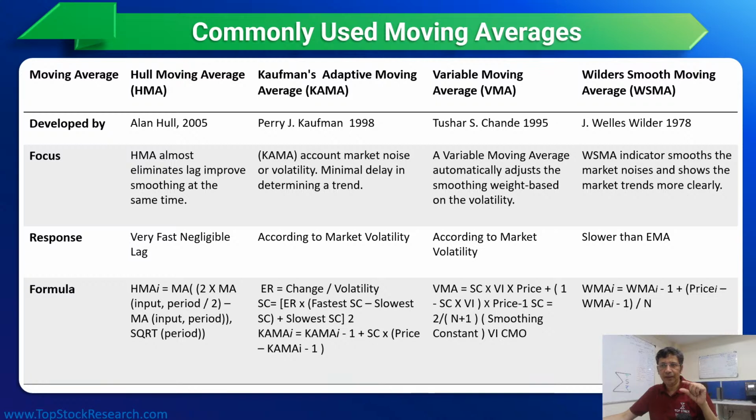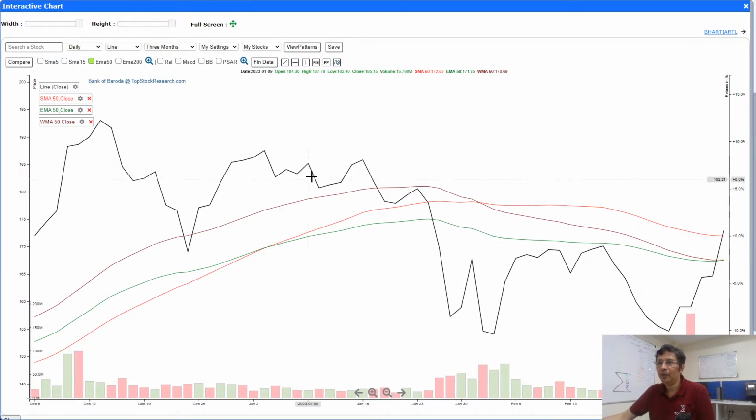The way it is built, or the way it is calculated, is different from others, and it serves a specific purpose. Weighted and exponential moving averages give more weight to the latest prices. Where Hull comes in, it was created by Alan Hull. Its prime focus is to eliminate the lag. What lag means is the gap between the price and the moving average.